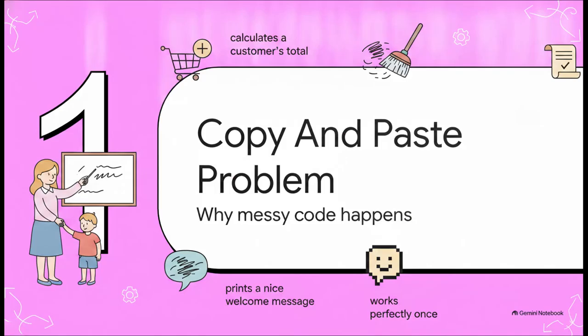All right, Section 1, the copy and paste problem. Or basically, why messy code happens. Let's dive into this by imagining a super common scenario. Suppose you write some code to do a really specific everyday task. Maybe it cleans up some messy data, maybe it calculates a customer's total at checkout, or maybe it just prints out a nice little welcome message. You spend the time, you write the logic, and boom, it works perfectly that first time.